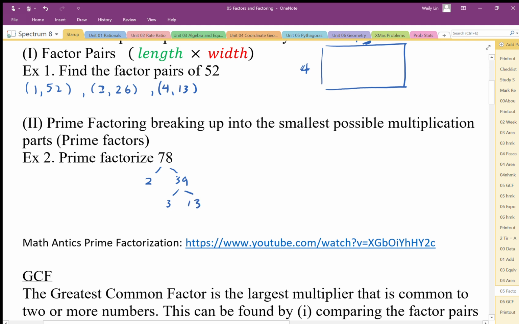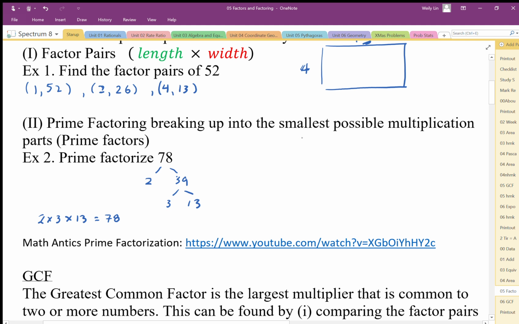When we rewrite this, we write it in the factors: 2 times 3 times 13, and that's going to equal 78. This is what we call prime factorization. We break it into the smallest pieces. None of these numbers can be broken up into smaller numbers.